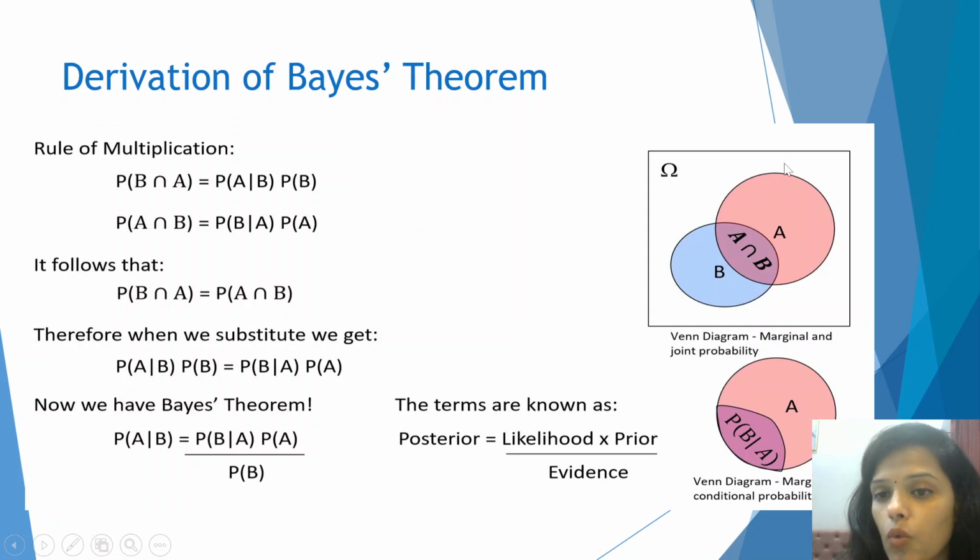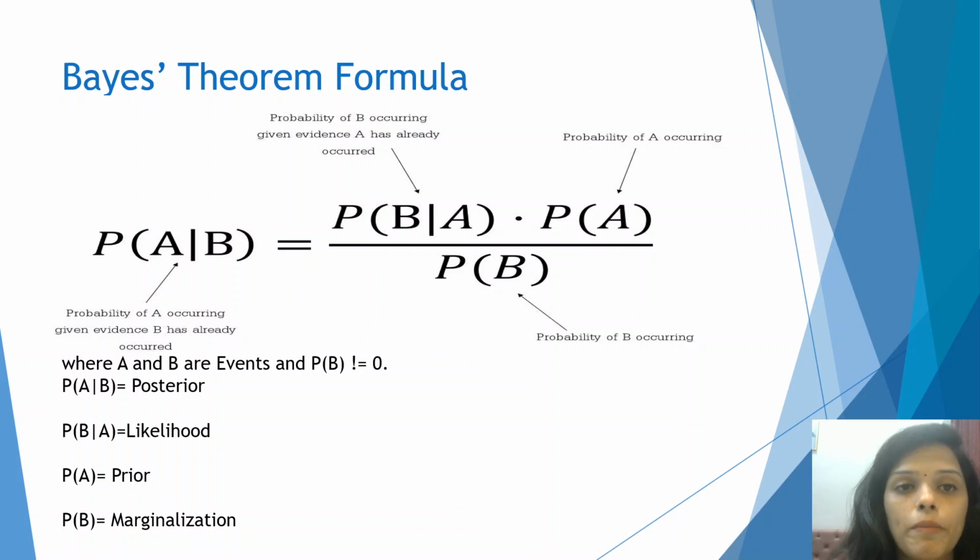You can also see the Venn diagram which shows the marginal and the joint probability for the events. A and B are considered as two separate events, and A intersection B is the area which shows the conditional probability of A and B. So Bayes' theorem can also be written like this: probability of A given B is equal to probability of B given A into probability of A, the whole upon probability of B. This is the final formula for Bayes' theorem.